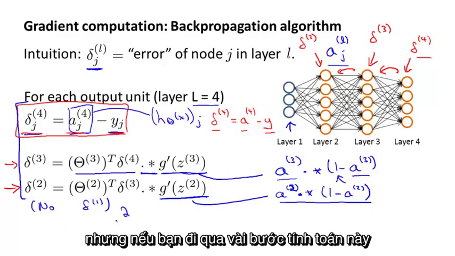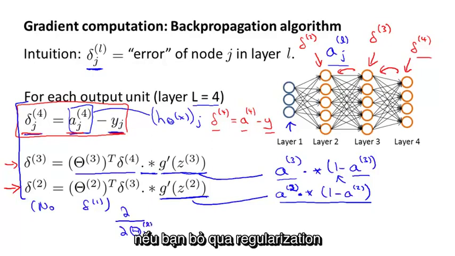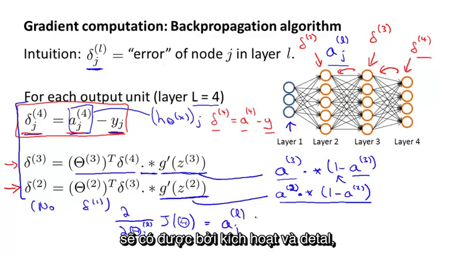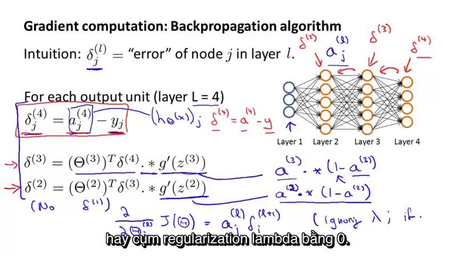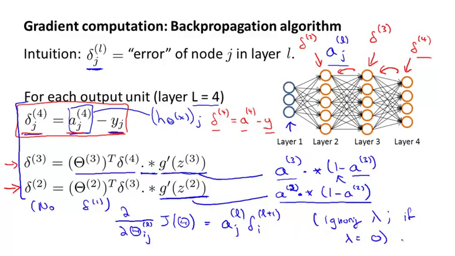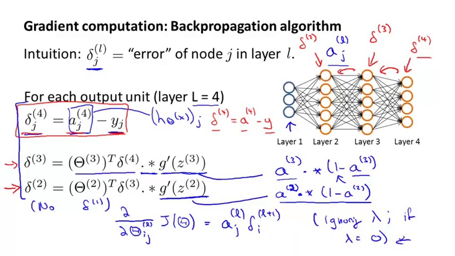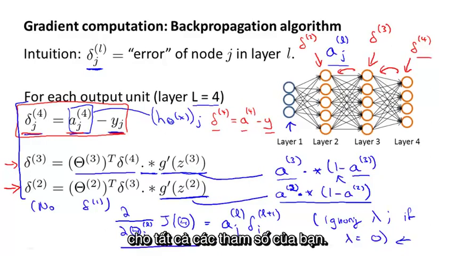Finally, the derivation is surprisingly complicated and involved, but if you just do these few steps of computation, it's possible to prove, via a somewhat complicated mathematical proof, that if you ignore regularization, then the partial derivative terms you want are exactly given by the activations and these delta terms. This is ignoring lambda, or alternatively, if the regularization term lambda were equal to 0. We'll fix this detail later about the regularization term. But by performing backpropagation and computing these delta terms, you can pretty quickly compute these partial derivative terms for all of your parameters. So this is a lot of detail.